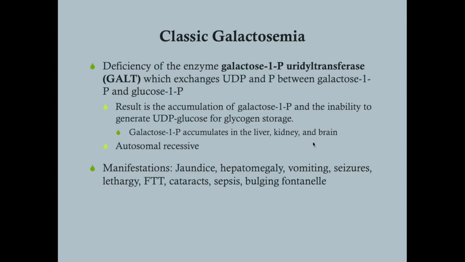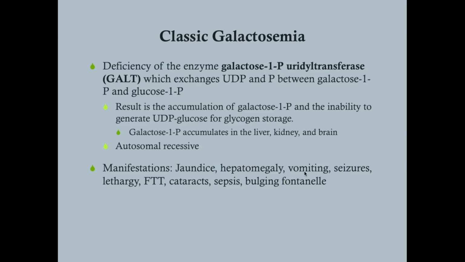And those are going to be the three organs that are most affected. So the manifestation is going to be jaundice and hepatomegaly because of accumulation and damage to the liver, vomiting, seizures, and lethargy because of essentially the same reason that the fructose 1-phosphate screwed up your gluconeogenesis. It's the same with the galactose 1-phosphate. It's going to inhibit gluconeogenesis. It's going to inhibit the breakdown of glycogen. And so you're going to have a hypoglycemia as well with classic galactosemia.